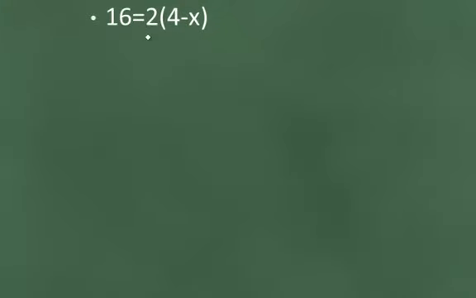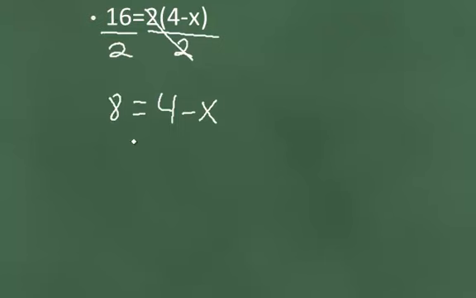For this one, another way would be if you want to go ahead and divide both sides by 2. See, the 2 is multiplying all of these, so I can go ahead and divide by 2 on this side and divide by 2 on this side. 2 divided by 2 is 1, so that goes away, and you're left with 4 minus x. And then if you set the equal sign, here would be 16 divided by 2, which is 8.